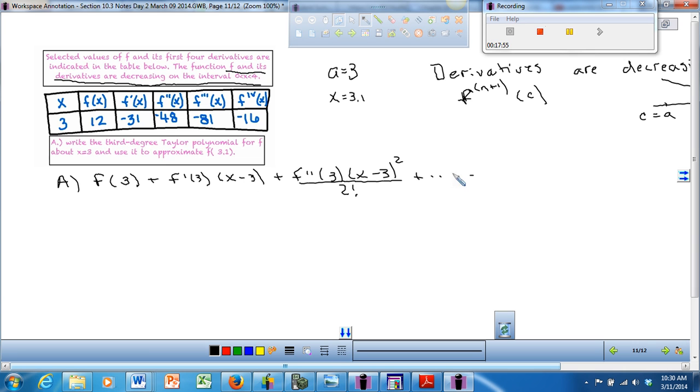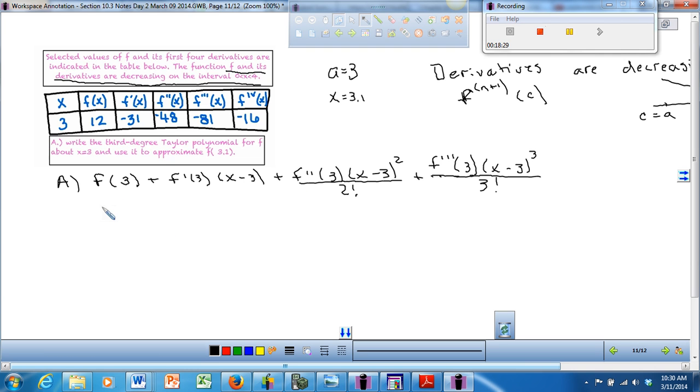Oh, you're right, I should go one more. We will go one more when I actually make it, so I'll add that in. Third degree, the third derivative times x minus 3 cubed over 3 factorial. So for the polynomial we're looking for, that's as far as we would go. So the nice thing is, they've given us all this information in the table.